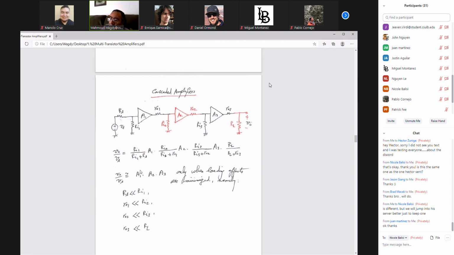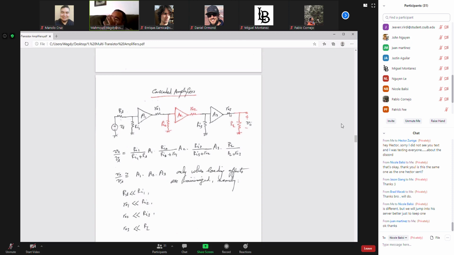All right. What do you need to do to make this almost equal to 1? You need to make R source much smaller than R input 1. So this R source has to be much smaller than this. And likewise, you need R output 1 here to be much smaller than R input 2, and R output 2 should be much smaller than R input 3, and R output 3 should be much smaller than RL. See what I mean?